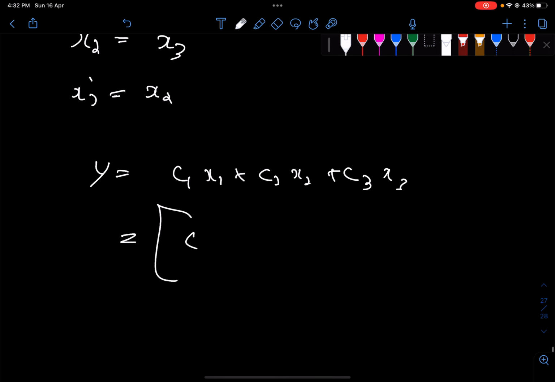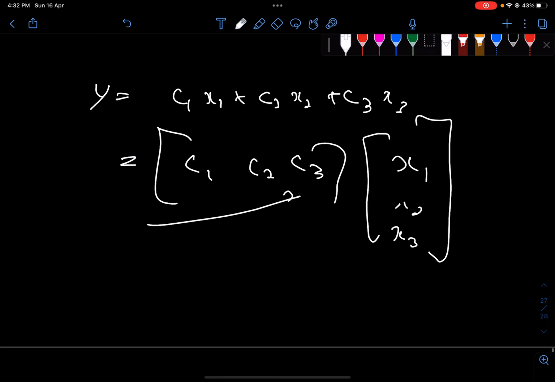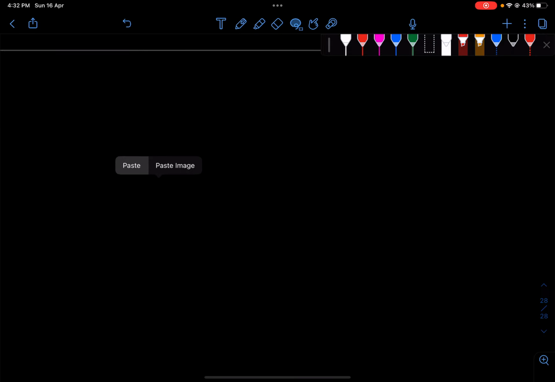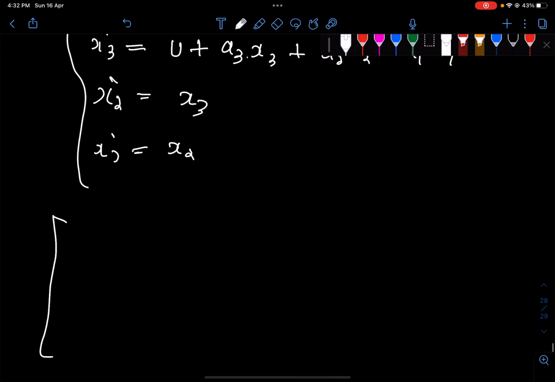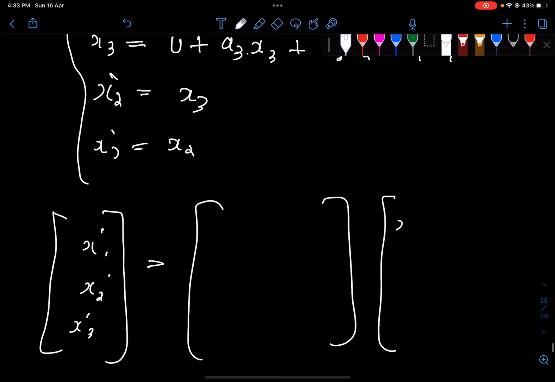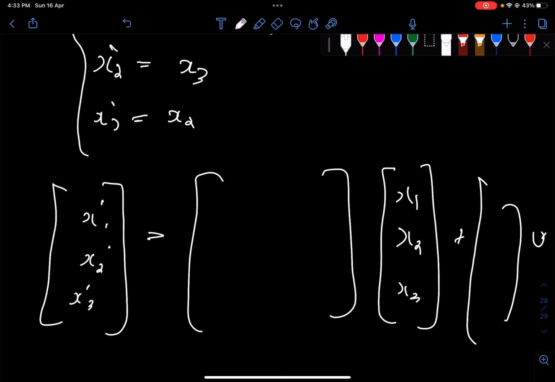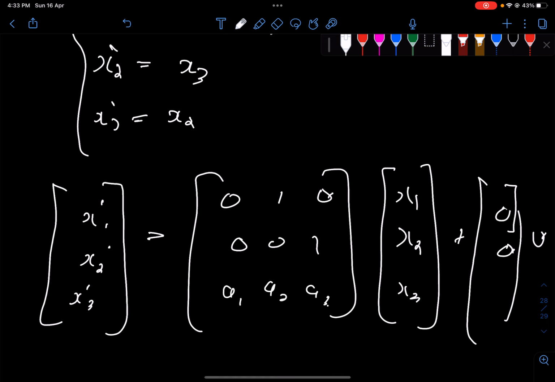This can be represented as C1, C2, C3 times x1, x2, x3. Right, so this is our C matrix. And from this one we can conclude the representation: some matrix multiplied by x1, x2, x3 plus some matrix multiplied by u. So x1 dot is what? Just x2. So the first row is 0, 1, 0. And 0, 0, 1, 0. A1, A2, A3.